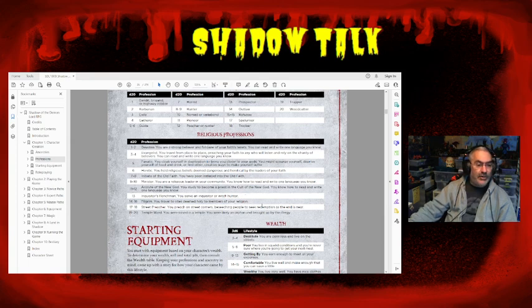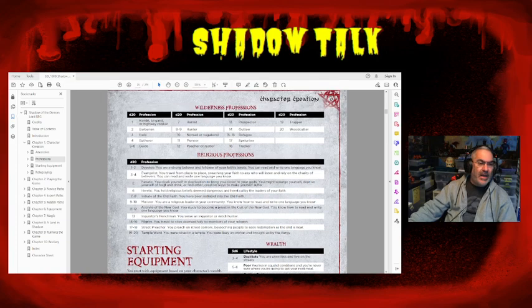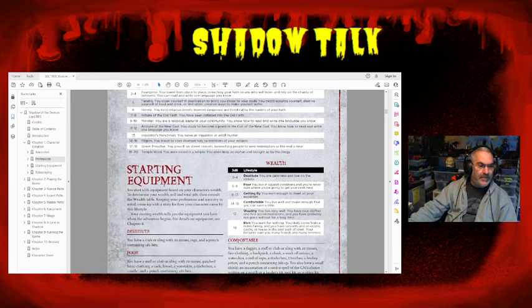Pilgrim, you travel to sites you deem holy, or sites deemed holy to members of your religion. Street preacher, you preach on street corners, beseeching people to seek redemption as the end is near. And then temple ward, you were raised in a temple, you were likely an orphan and brought up by the clergy. So some of these allow you to read and write a language and others don't. So again, these professions help flesh out your character and help to make that character a little bit more well-rounded.